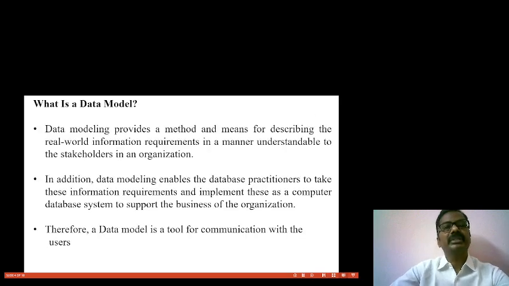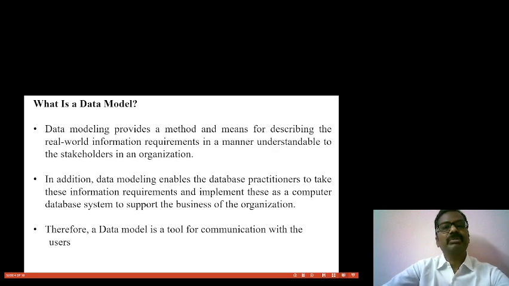So let us start with the data model. What is a data model? See, we have some data in our hands, and we cannot straight away utilize that data for various purposes unless it is modeled in a particular modeling. It is not possible to use that particular data.